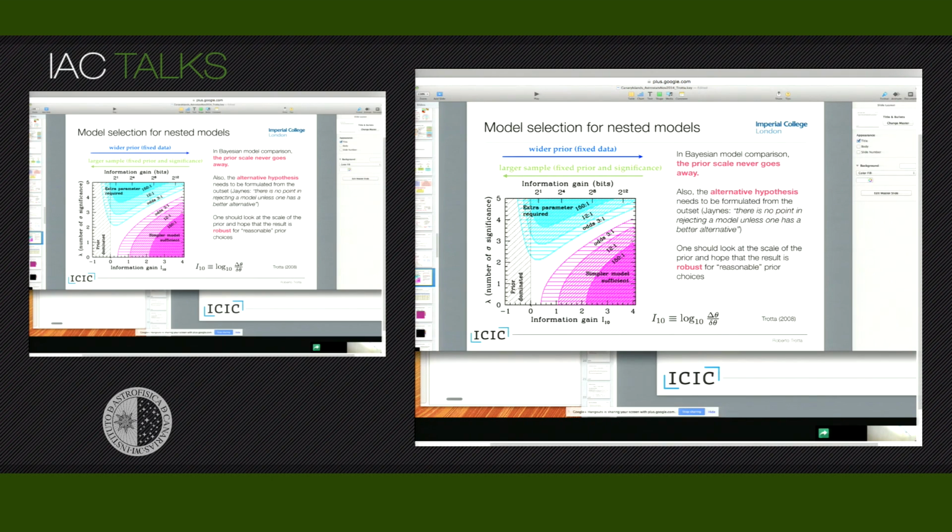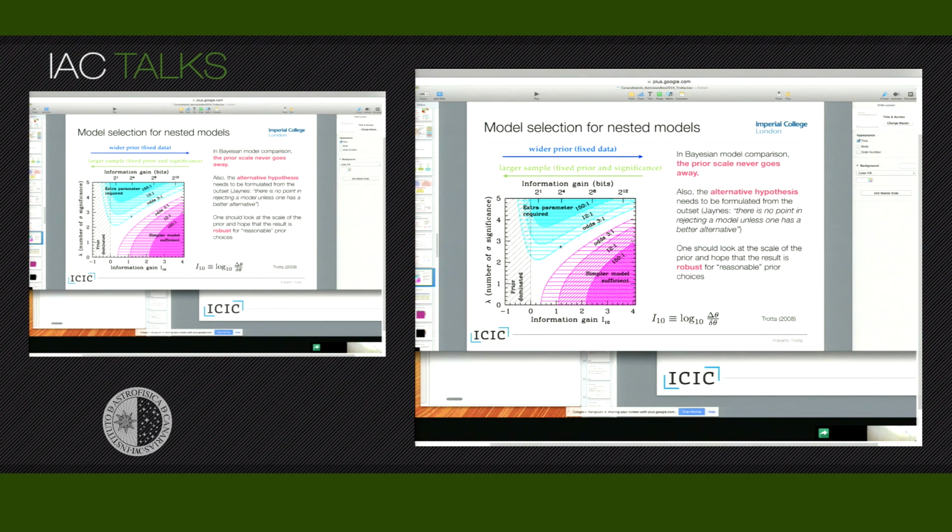So the posterior is prior dominated. In this case, arguably, you haven't learned anything from the data. Therefore, your model comparison really doesn't mean much. It's just a reflection of your prior. So let's look only at the region where the information gain is positive. The color depicts the different outcomes of the Bayesian model comparison, comparing the simpler model where there is no extra parameter to the more complicated model where there is one extra parameter.